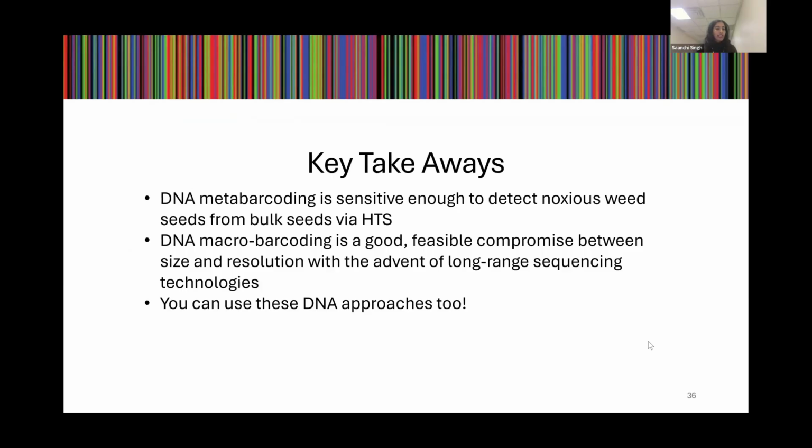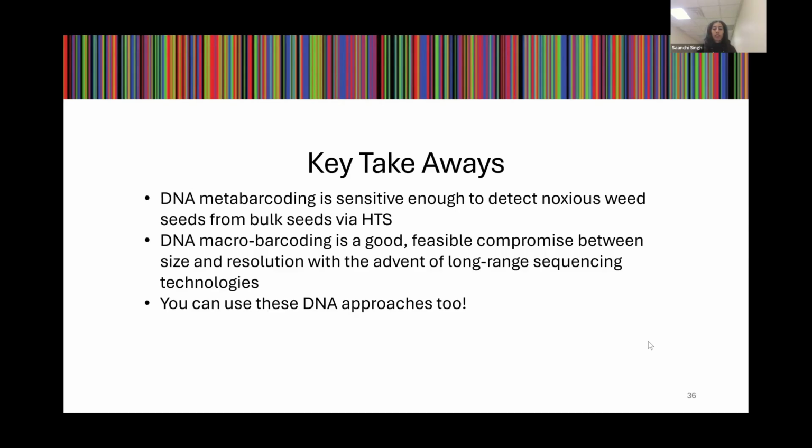There are three key takeaways I'd like to leave you with today. The first being that DNA metabarcoding is sensitive enough to detect noxious weed seeds from bulk seeds using high throughput sequencing technologies. DNA macro-barcoding is a good, feasible compromise between size and resolution, especially with the increasing use of long-range sequencing technologies like nanopore, and you are able to use these DNA approaches for your projects.